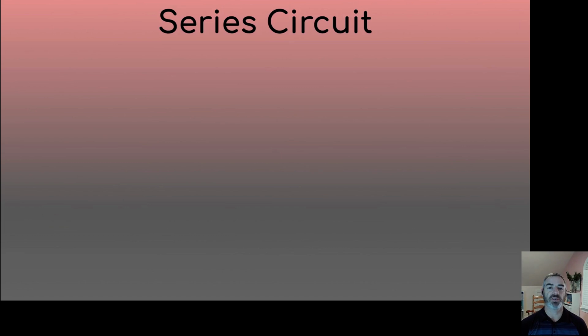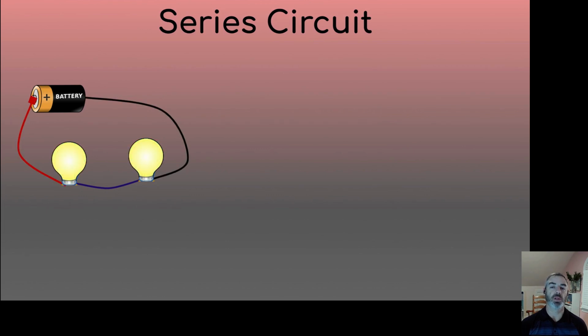So in a series circuit, we'll start with a battery and two light bulbs that are hooked up in series. Connect the wires, and those light bulbs will come on. We'll assign the values of the resistance R1 and R2. So let's say they have different resistance. Let's draw a schematic diagram for that with R1 and R2 set up in series.